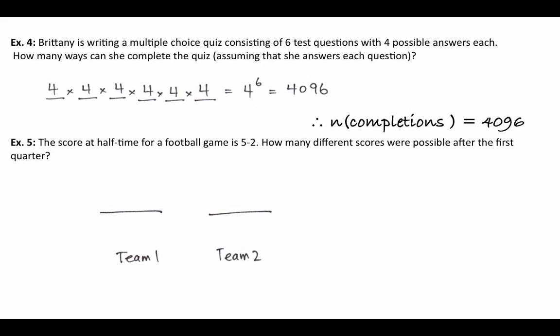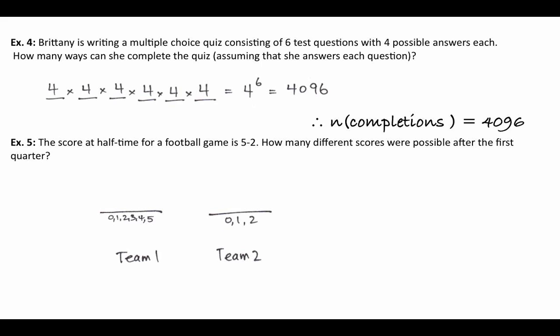For team 1, at halftime, their score is 5, which means that before that, it could have been anything from 0 to 5. So they could have been 0, 1, 2, 3, 4, or 5. Couldn't be 6, 7, 8, 9, or 10, or anything else, because if we're going back in time, then it can only be less than what it was at halftime, if we're going back to the first quarter. Team 2, which had a score of 2 at halftime, can either be 2, 1, or 0, because 3 is not an option. They haven't scored 3 goals yet. So again, we're going back in time.